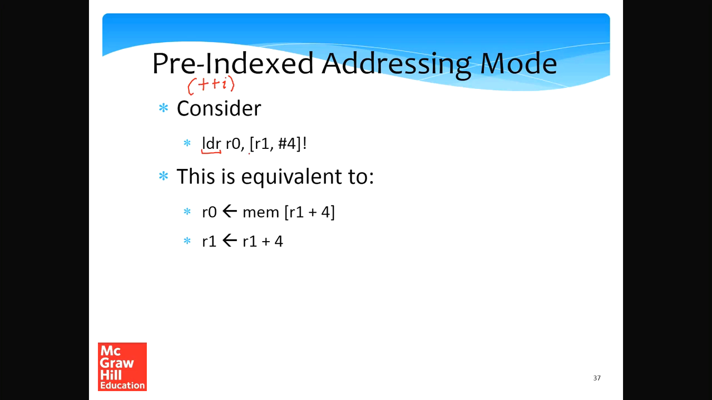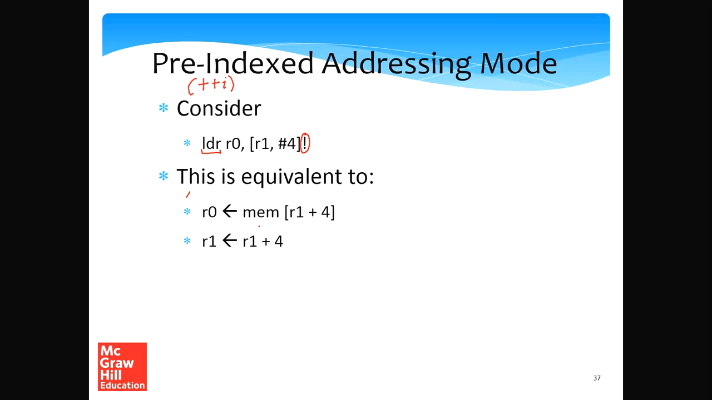This part is common. Then we specify the address. The address can take any format. We can have the register indirect mode, base offset mode, base index mode, or base scaled index mode. It doesn't matter. But the important point is we need to add an exclamation mark at the end. This tells us that we need to go for the pre-indexed addressing mode.